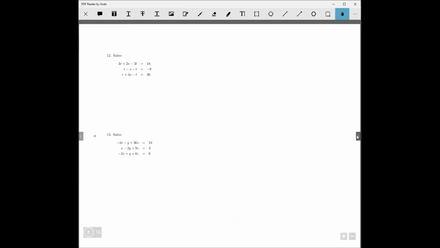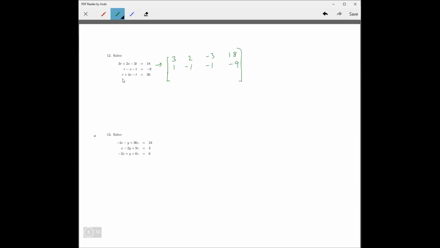Okay, number 12. So let's go ahead and put it in. Here we have R, S, and T. So R is going to be the first column, S is going to be the second column, T is going to be the third column. So the first equation, 3, 2, negative 3, 18. I'm always making these too small. The second equation, 1, negative 1, negative 1, negative 9. And the third equation, 1, 4, negative 1, 36.